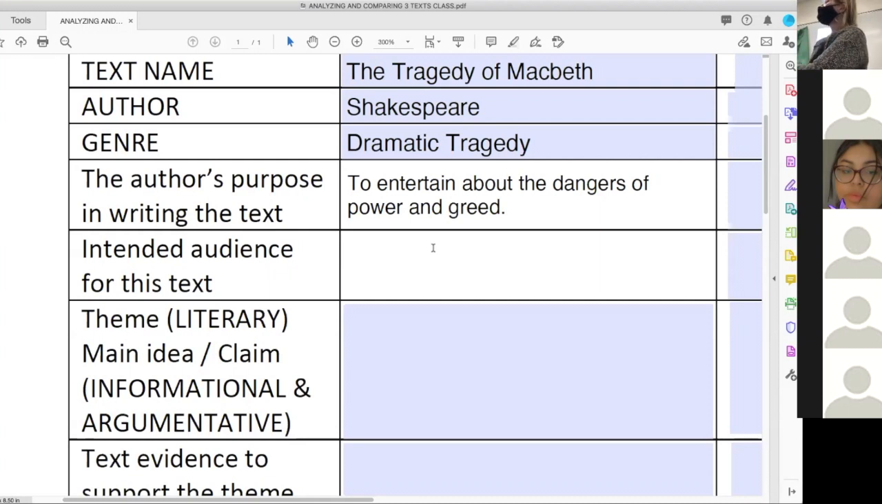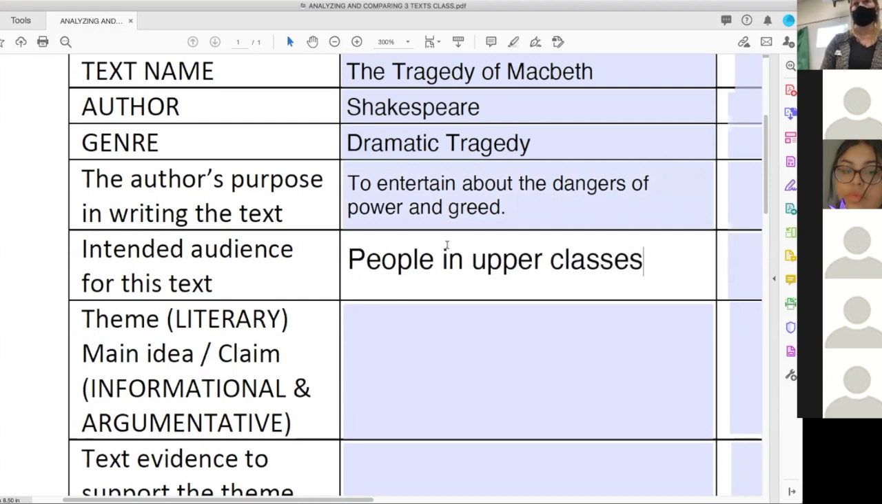Say again? Play critiques, like people, critics. Maybe. Who else? Who would have been going to his plays in his time? Yeah, people who are in power positions, right? So Shakespeare's audience was people in maybe upper classes, right? The more rich people, because those are the people with power. High society.